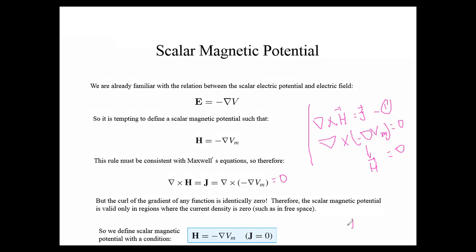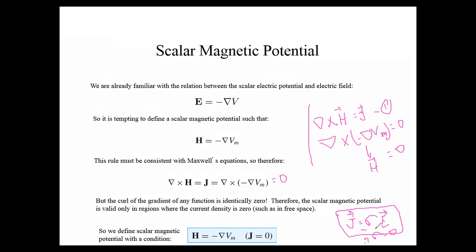If you can remember, the point form of Ohm's law, J was sigma times E. While we were discussing the current, I told you that J can be expressed as sigma times E, and this is known as the point form of Ohm's law. So for this J to be zero, sigma means charge density. So if charge density is zero, then only this can be zero.